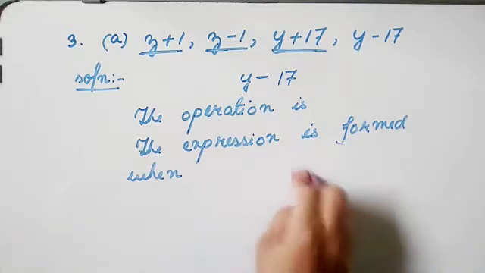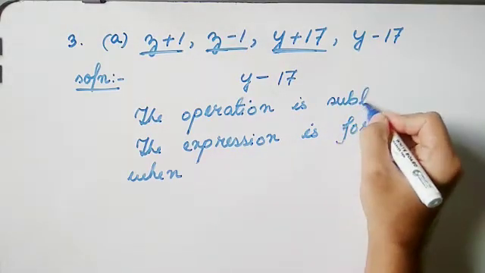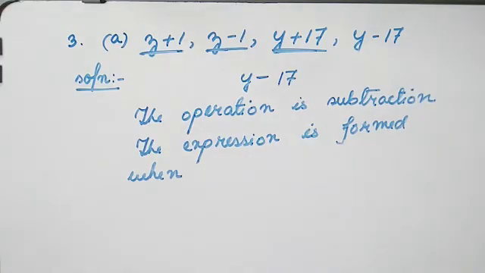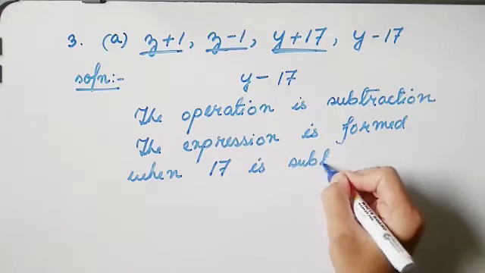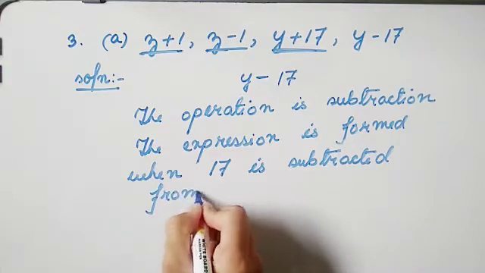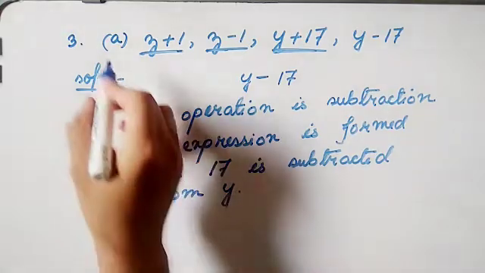So, first of all, let's write the operation. The operation used in this expression is, yes, subtraction. Subtraction. Then, how is this expression formed? The expression is formed when the number 17 is subtracted from whom? Yes, from the variable y. Understood? So this is how we are going to solve this question. Okay, next let's try our question number B.